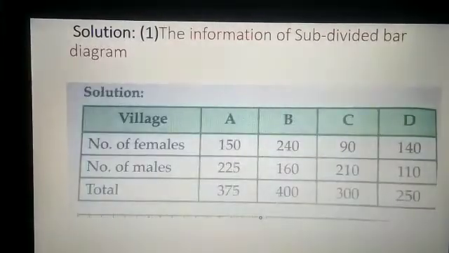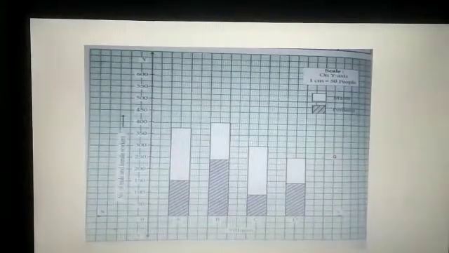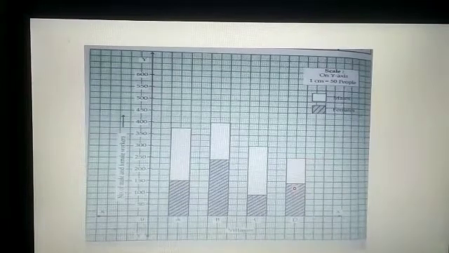Now see village D. How many female workers are there? 140, and total workers in that village is 250. Out of them 140 are female workers. So we have to draw the total 250 here, and out of that 140 are female workers.